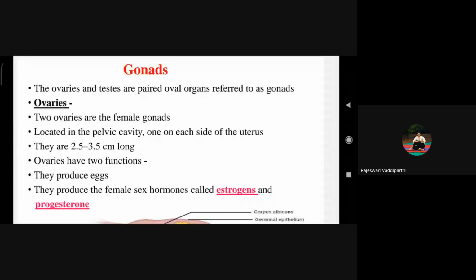Ovaries are two sex organs located in the pelvic cavity, one on each side of the uterus. They are 2.5 to 3.5 cm long. Ovaries have two functions. They produce eggs. They produce the female sex hormones called estrogen and progesterone.